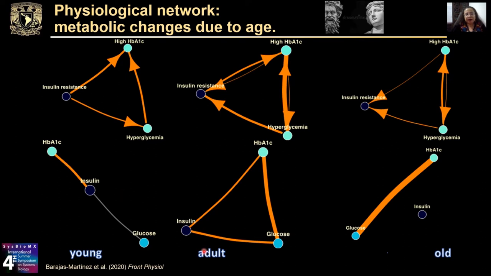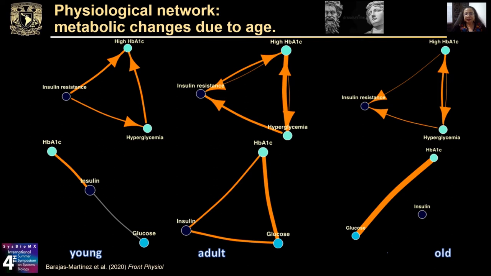In the case of young people, in the case of others, there is a way to do it, but it's not a direct one. There is a triangle that connects the three. But in the case of old people, glucose is connected directly with HbA1c, and insulin resistance has nothing to do with the system. It is an isolated variable. It loses the connection to the system. There is no way to go from one variable to the other. There is no direct connection between them.